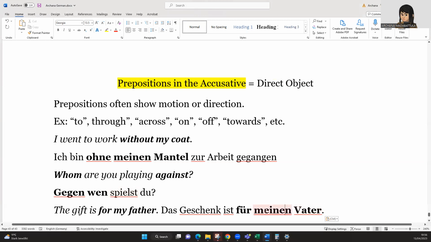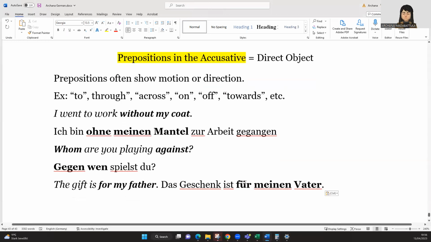Why are we changing the masculine form here? In the accusative form it becomes meinen. Are we clear? We are always going to change the article in the accusative form. I will talk in detail about everything, but before that we need to know what exactly the prepositions are and which words we are going to change.